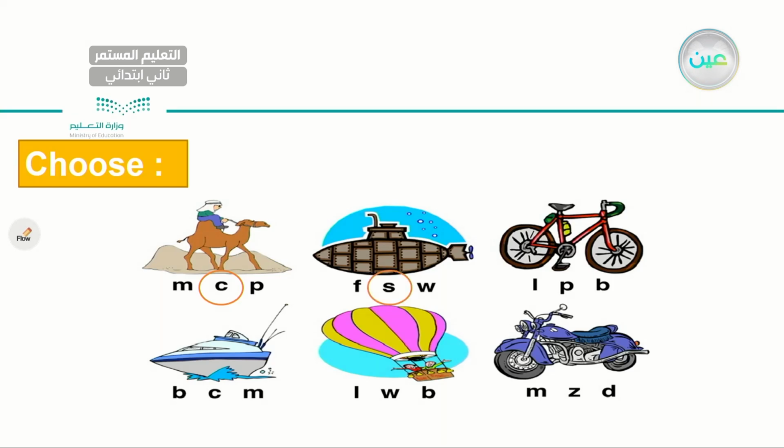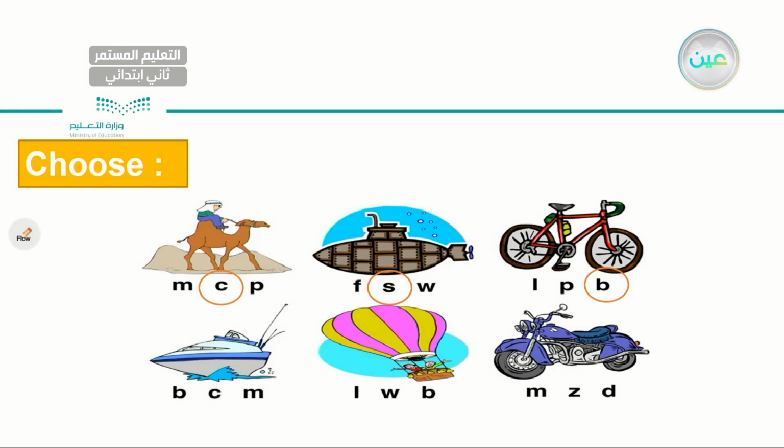Sorry, it's the second picture. So, submarine. What do you think? Are we going to circle F, S, or W? Starting with an S. Very good. Submarine. Now, third item, I have a bike. Bike. What do you think? Shall we circle L, P, or B? Bike starts with a B. Very good. Starts with a B.